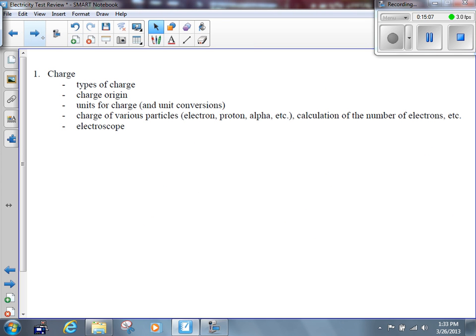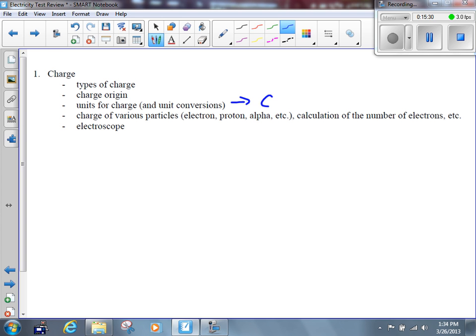Let's spend a few minutes reviewing for our test tomorrow. Topic number 1, there's 9 of them here that I've identified for tomorrow's test. First one is charge. What kind of charges do we have? Okay, positive and negative. Where do they come from? Okay, do you have more protons or more electrons? The units for charge? What's the units for charge?